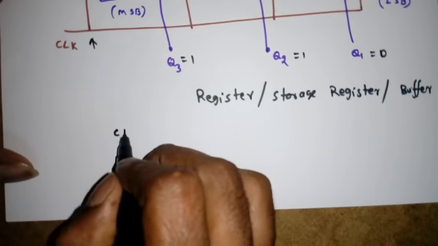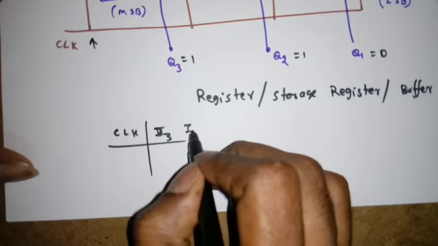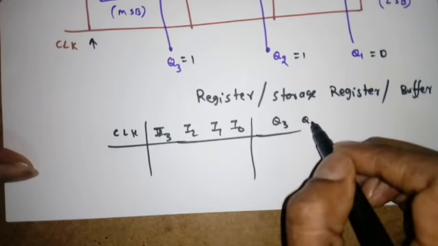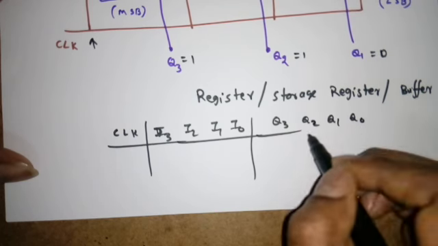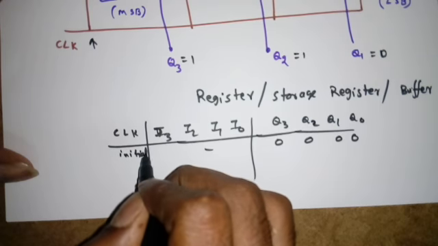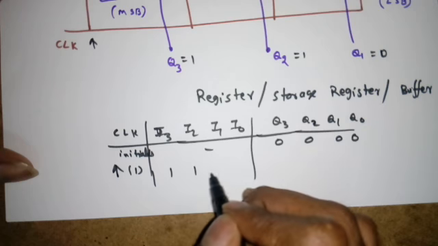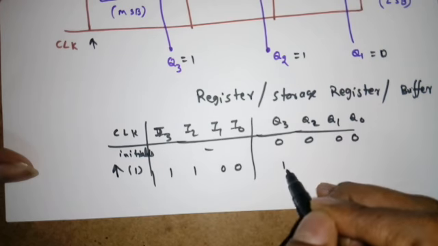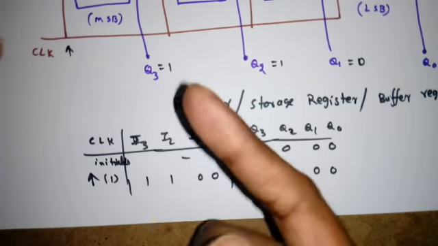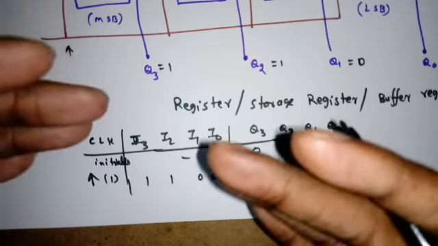So we can have it like this: the clock, I3, I2, I1, I0 as the data, and outputs Q3, Q2, Q1, Q0. Initially suppose all are 0. So the moment we apply one clock, which is positive edge triggered, and I applied 1 1 0 0, what will happen? Directly it will be transferred to the output, right? So in the parallel in parallel out shift register, one clock pulse is enough to store the data, and we can take it any time we want.